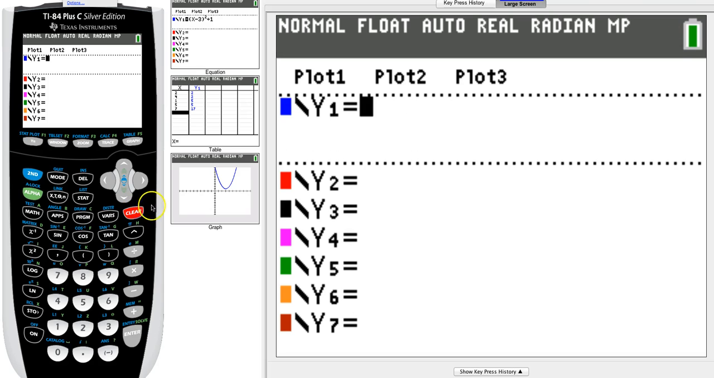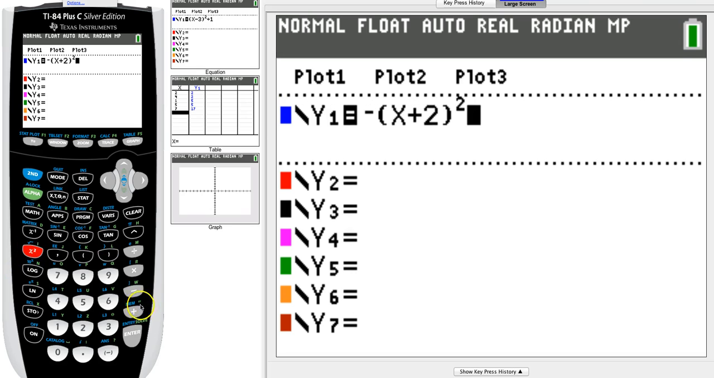Let's store that in there. So I got negative. The negative is underneath the 3. Remember, absolute parentheses, x plus 2, close it, squared, plus 3. Get that into y1.